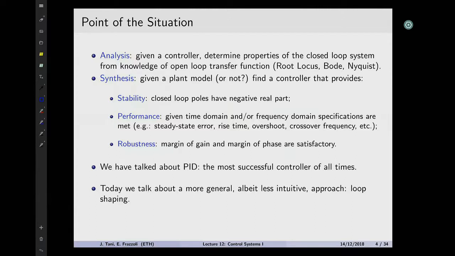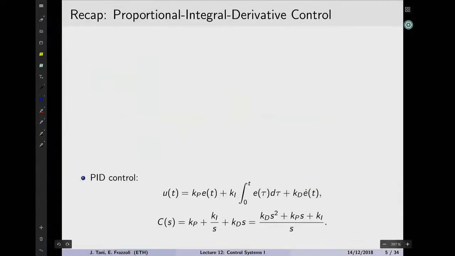And in the last class you saw something called PID, proportional integral derivative control, which is without a doubt the most successful control approach of all time, because it's simple, it's intuitive, it's easy to implement, and you can tweak your way out of it. You don't even need a model of the plant to get it to work. It's used pretty much everywhere you go. And we'll see that loop shaping is basically a generalized version of PID, or at least PID is a particular case of loop shaping.